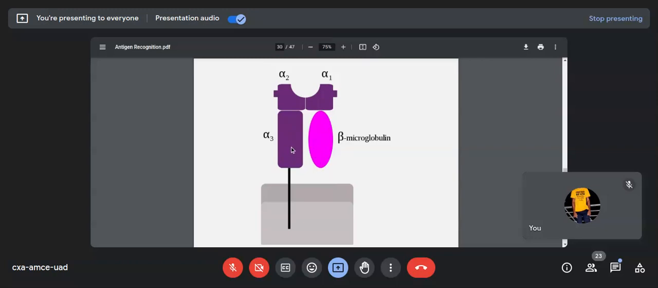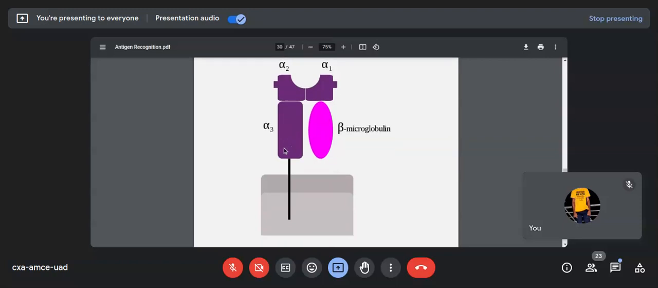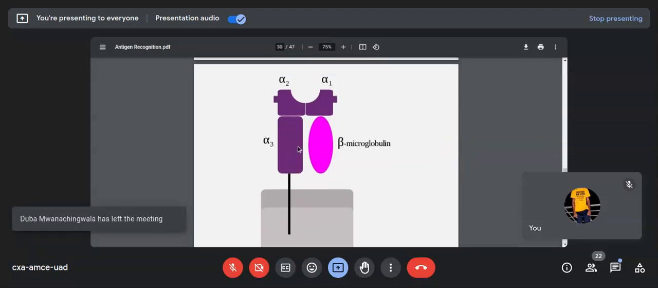CD8. I think I told you that there are two types of T lymphocytes. In short, we have T cells that have the names CD8 and CD4. So CD4 goes for MHC class 2, but I'm dealing with MHC class 1. So the type of T cell which binds to MHC class 1 is CD8.